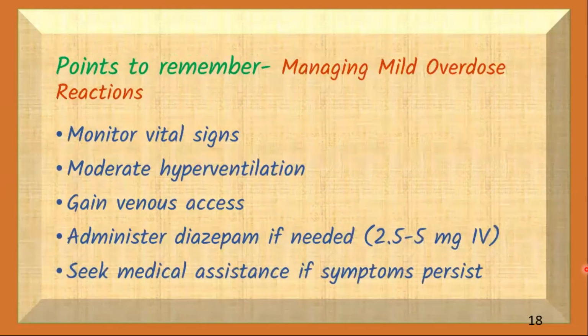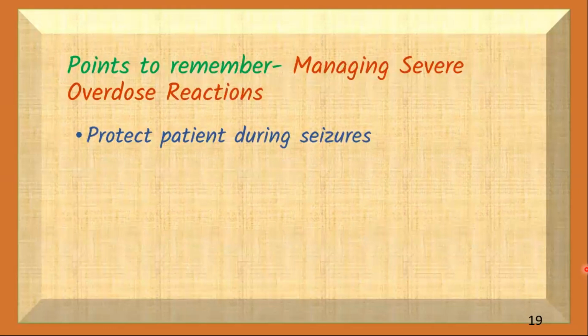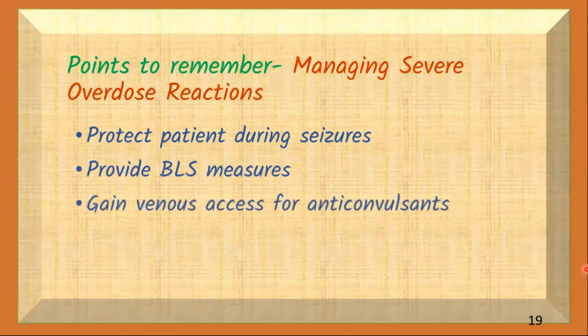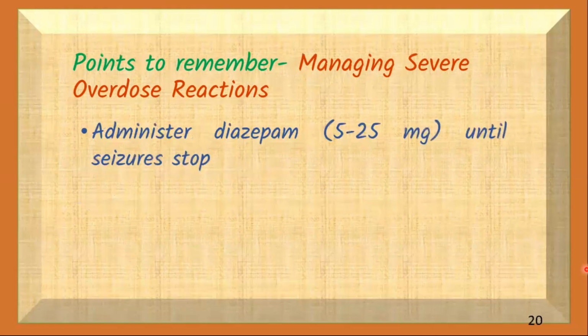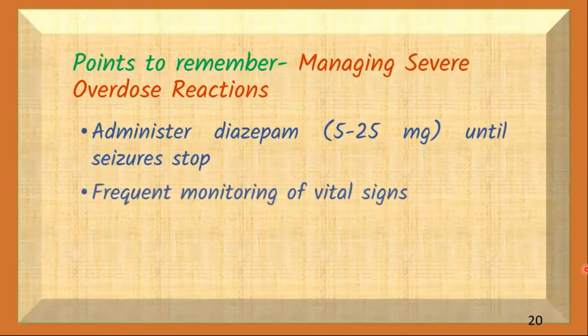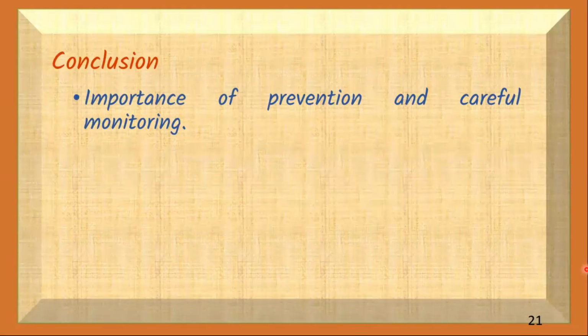For mild overdose reactions, the initial management involves monitoring and supportive care. Diazepam can help control symptoms if they do not resolve quickly. Ensure patient safety during seizures. BLS and anticonvulsants are critical. Gain venous access, administer diazepam; continuous monitoring and medical support are essential.